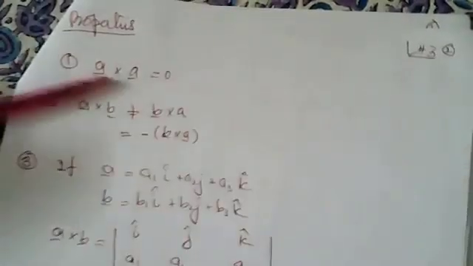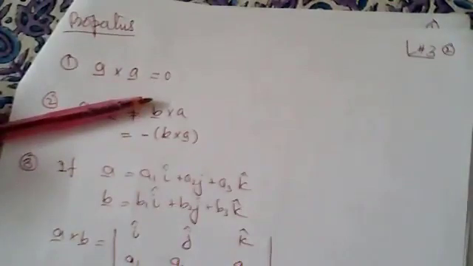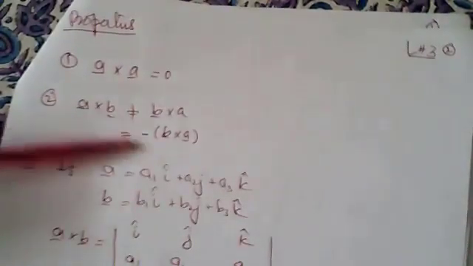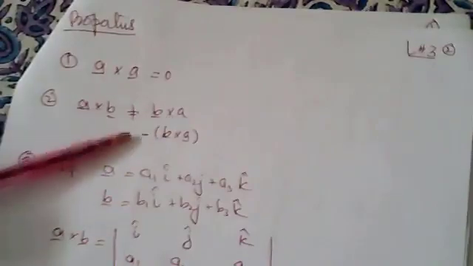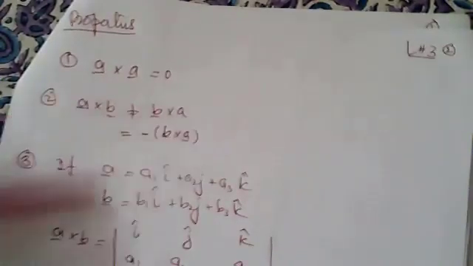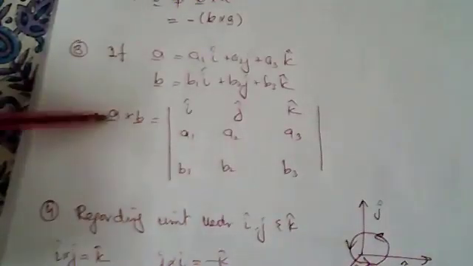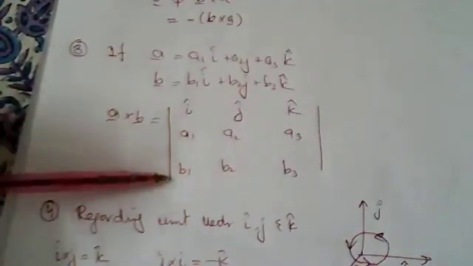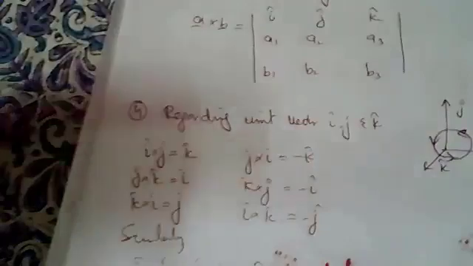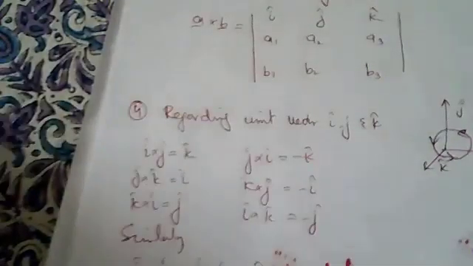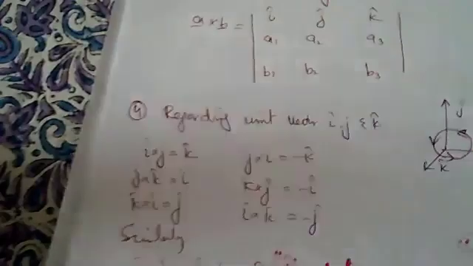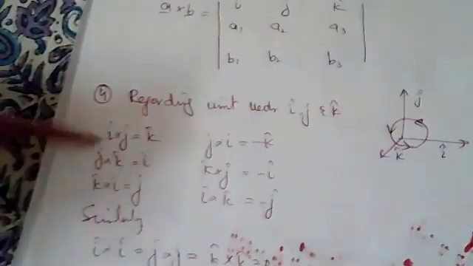One is, when you take the cross product with the same vector, you will get zero. A cross B is never equal to B cross A because they are in opposite directions, which is the negative sign. If A and B are in component form, then A cross B can be written in the form of a determinant. First row i, j, k, in the second you have vector A, in the third you have vector B. By the definition, we usually use the unit vectors i, j, k along the coordinate axes, the x-axis, y-axis and z-axis. So by using these properties, i cross j is equal to k.